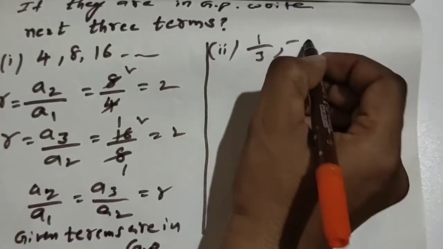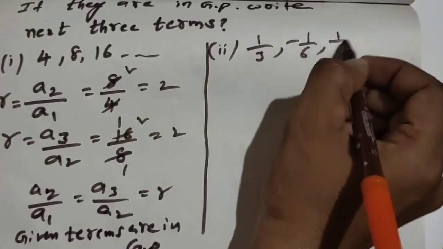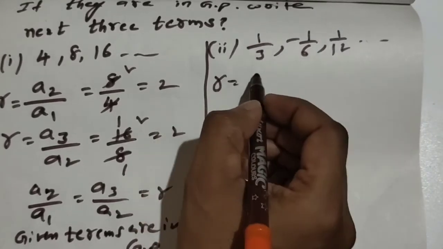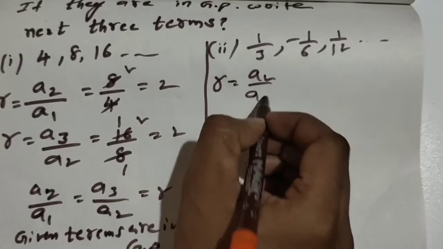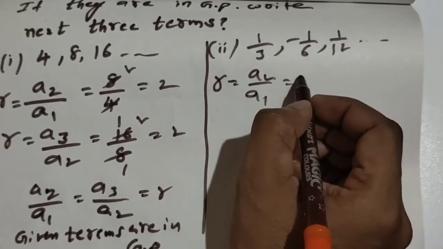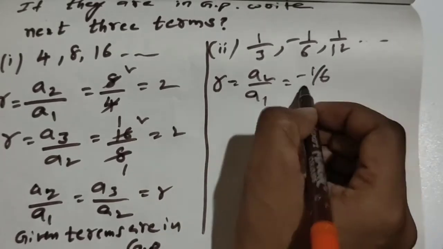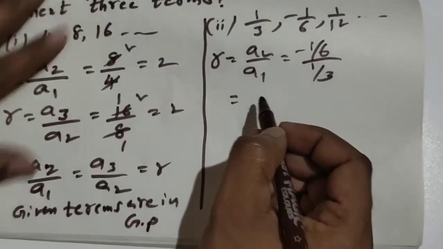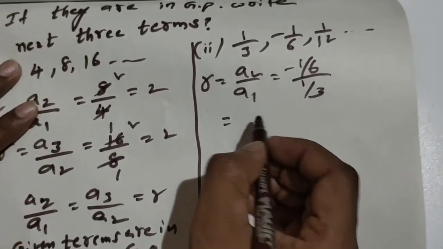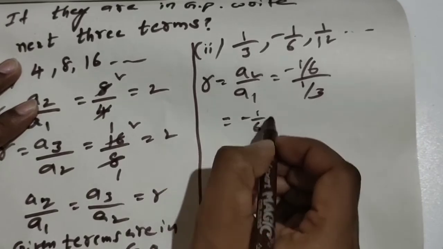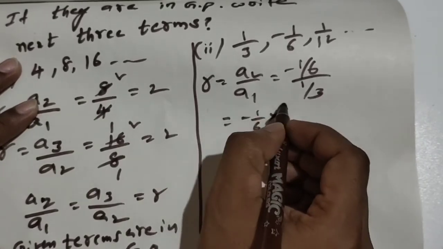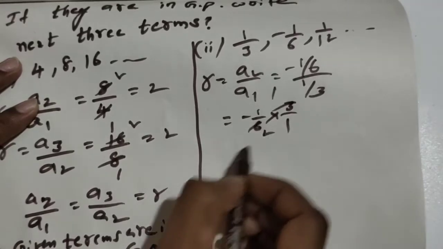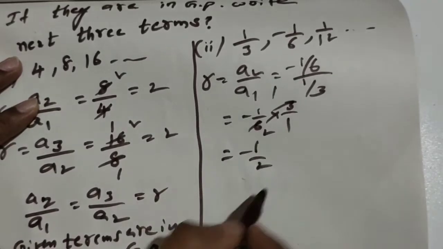1 by 3, minus 1 by 6, minus 1 by 12, and so on. So find the common ratio again. R is equal to a2 by a1. Simply we can write it as minus 1 by 6 by 1 by 3. Then we get minus 1 by 6 into this 1 by 3 becomes reciprocal, 3 by 1. So 3 1s are 3, 2 3s are 6, we get simply minus 1 by 2.